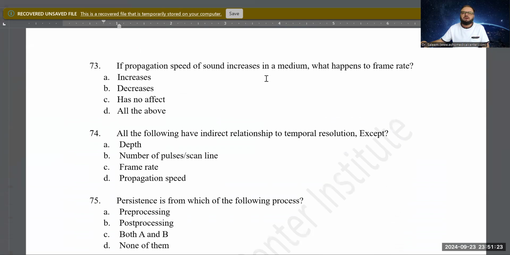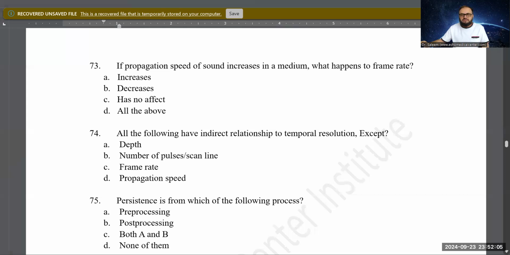Correct. Next question. All the following have a direct relationship to temporal resolution except. So what is the exception? Because there are four answers. Three of them have a direct relationship to temporal resolution, but one does not. What do you think? Sorry, they have an indirect relationship. One is a direct relationship, but the three of them are indirect. Yes, frame rate is the correct answer. Frame rate has a direct relationship with temporal resolution. The other three, depth, number of pulses per scan line, and propagation speed, have an indirect relationship.